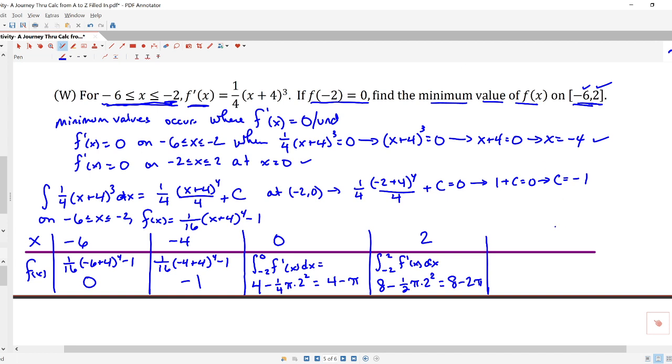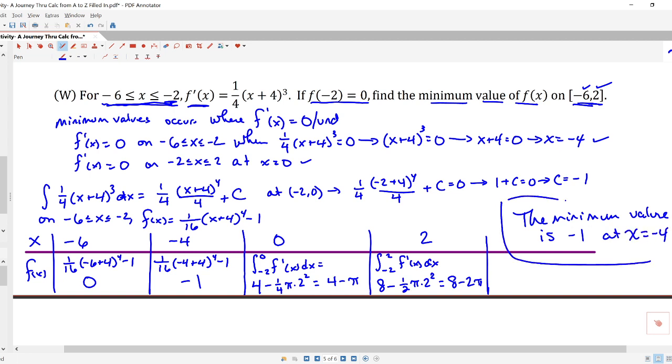So what's the minimum value? The minimum value is -1 at, and if you want to put it, you can say that happens at x equals -4. Okay, like I said, that's a long question, but I would say if this were an FRQ question, that'd probably be 2 to 3 parts of the FRQ question, because both integrals and things like that.